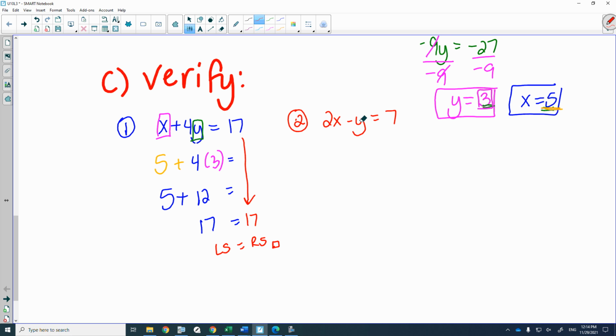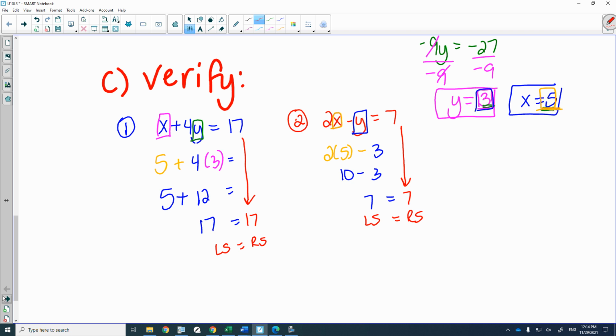Okay, let's see if we could do this one right from the beginning. Let's take this x out, put in 5. So 2 times 5 minus, take the y out, put in 3. 2 times 5 is 10 minus 3, which is 7. Left side equals right side.